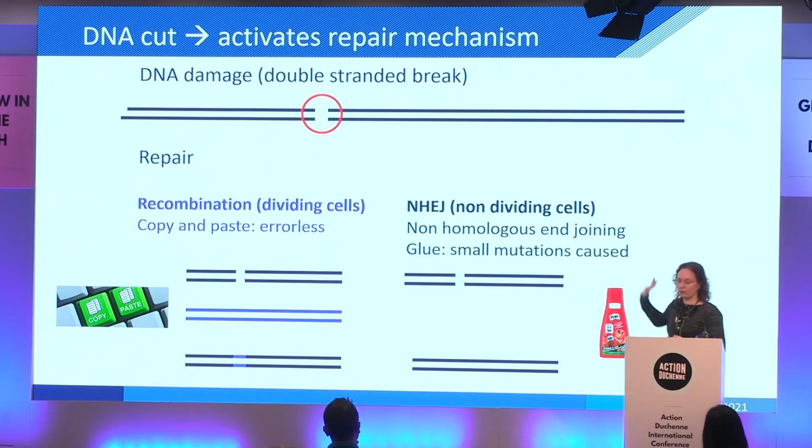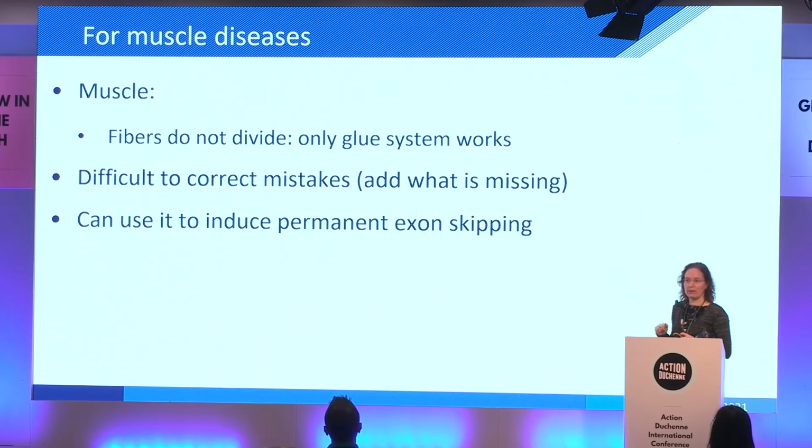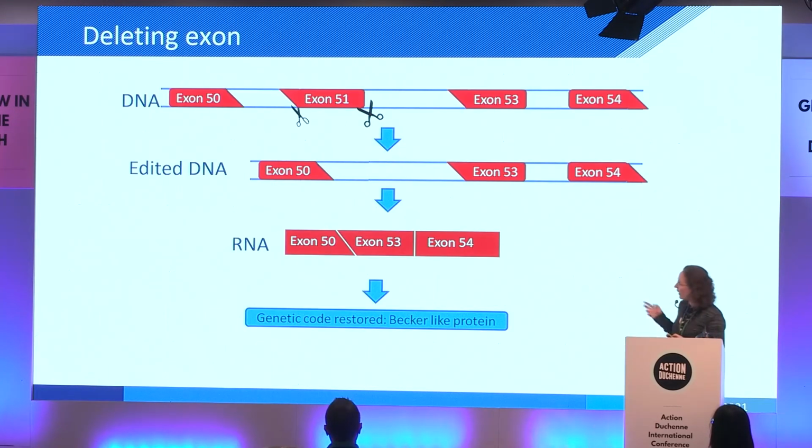So this causes mistakes. Why would you want to cause mistakes? Because with mistakes, you can do permanent exon skipping. So rather than, again, these weekly intravenous infusions, you might have to treat just once. So how can you do this? You can use 2 scissors. And we have here a deletion of exon 52. You see 51 doesn't fit to 53, but 51 fits to 54.